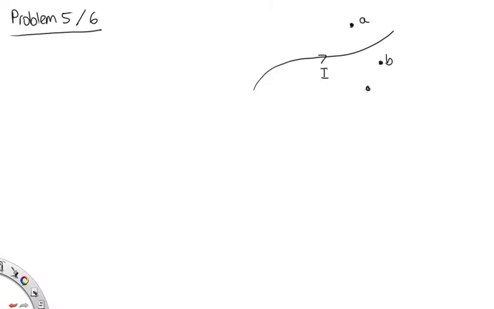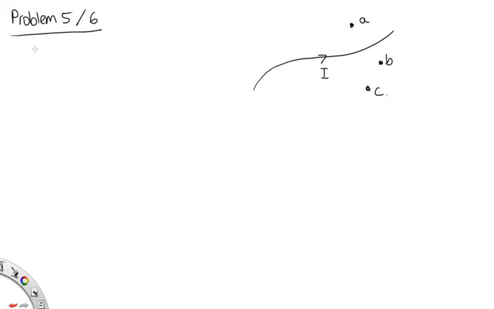This is problem 5 for 1221 or 6 for 1231. In this problem we have a wire with a current flowing through it, I, like this, and we're given a few points. We've got point A, we've got point B, and we've got point C. And the question simply asks us, what is the direction of the magnetic field at points A, B, and C?